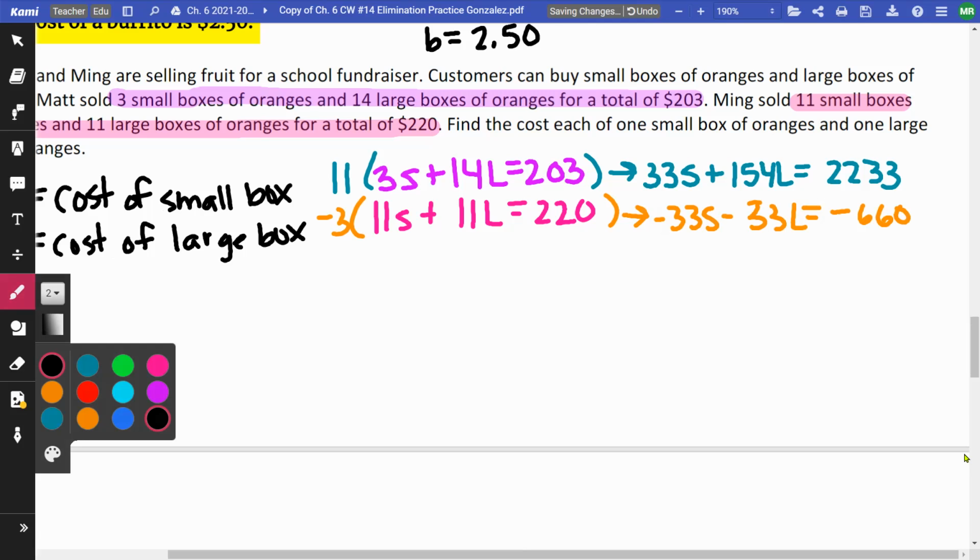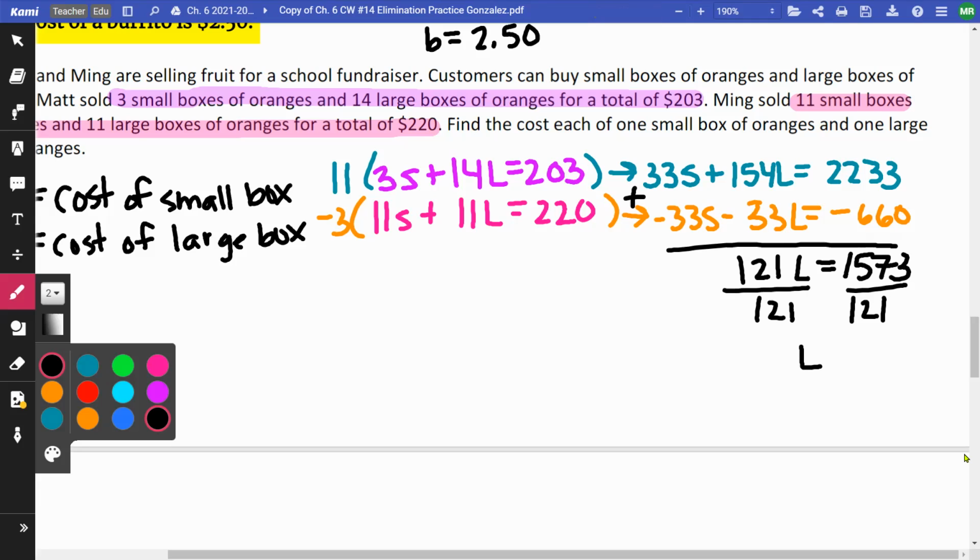I'm going to add these two equations together. My 33S and my negative 33S cancel out. 154 minus 33L, I get 121L. And 2,233 minus 660 is equal to 1,573. Divide by 121, divide by 121. So when I do that math, I end up with 13 large.